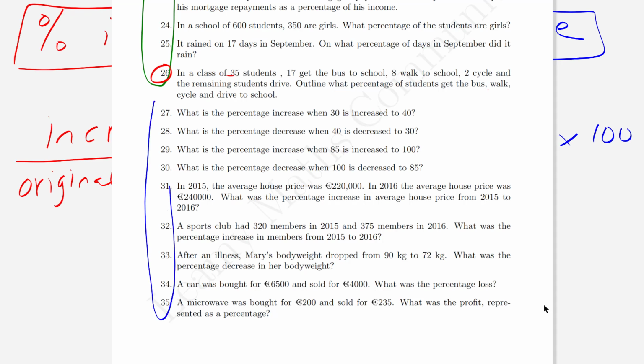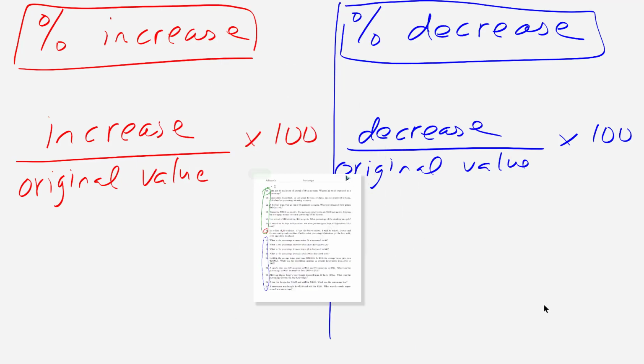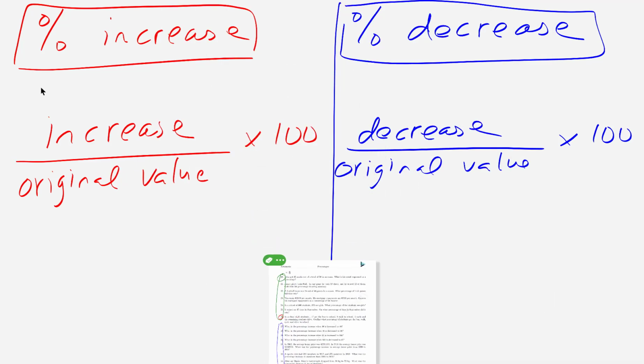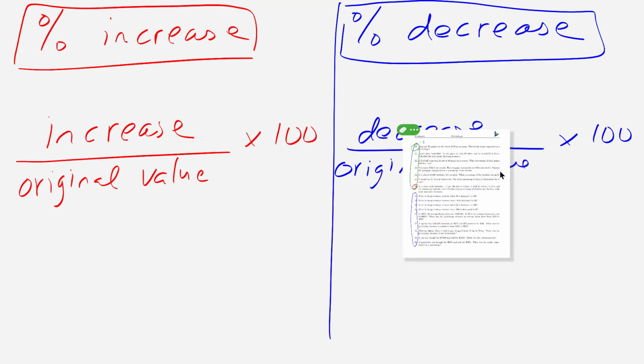So that takes us to the final section of the sheet. Questions 27 to 35 are all quite similar, about percentage increase and percentage decrease. So these are straightforward enough. You have some formulas, right? The percentage increase is always the increase divided by the original value multiplied by 100. And the percentage decrease is always the decrease divided by the original value multiplied by 100. So let's have a look at an example or two here.